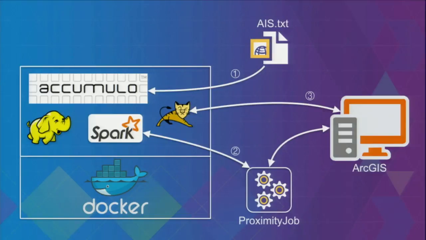Now, when it comes to finding ships that are traveling closely together, we end up using Spark for that. We run Spark jobs that do these proximity searches, very much like the density analysis that I showed you, where it dumps the data back into Accumulo in such a way that we can expose it back out. And we fronted the whole thing with Tomcat to be able to visualize the data in our visualization tool.